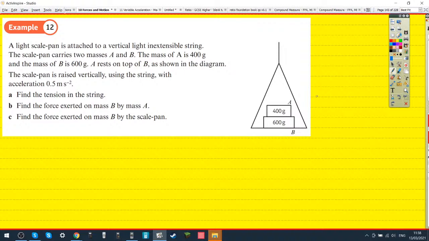All right, now they're getting weird. Let's see this one. Raised vertically using the string.